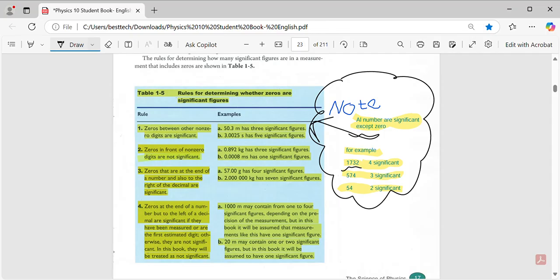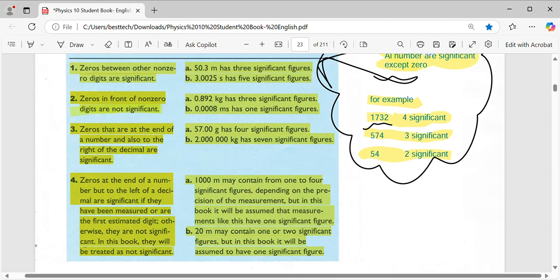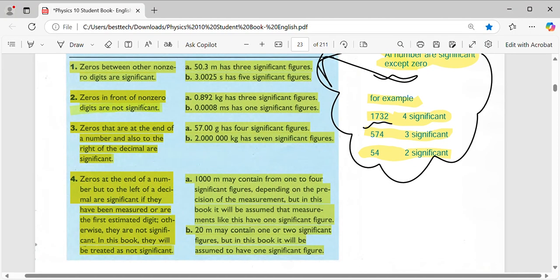So for example, 1732 has 4 significant figures. What is the meaning of 4 significant, mister? It means we have 4 numbers that we can count. Look, 1 2 3 4, we have 4 numbers, so 4 significant. Any numbers in physics are countable, except 0. We have some rules. Sometimes the 0 is countable, sometimes not countable.